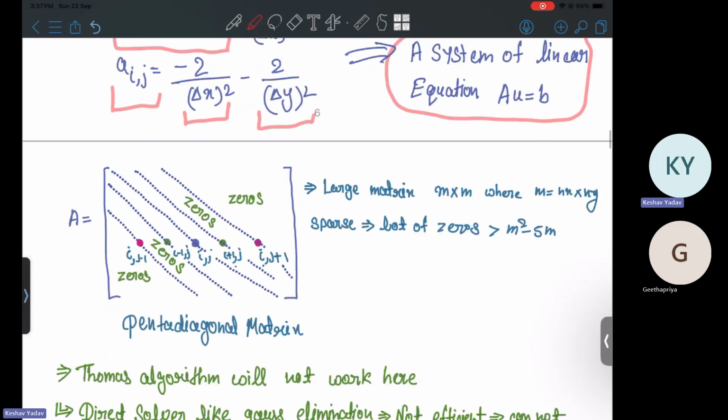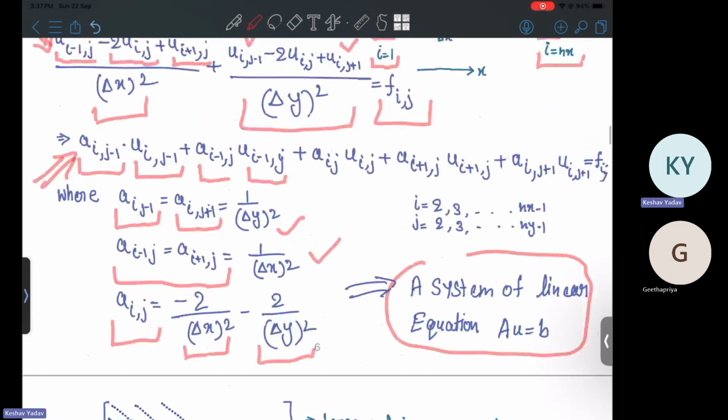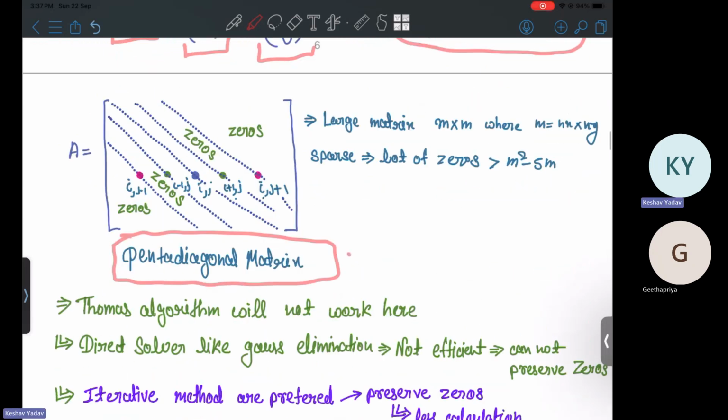Okay. So if we write this A, what is it? In every equation, A has 5 terms: 1, 2, 3, 4, 5 terms. So this is what? This is a pentadiagonal matrix.